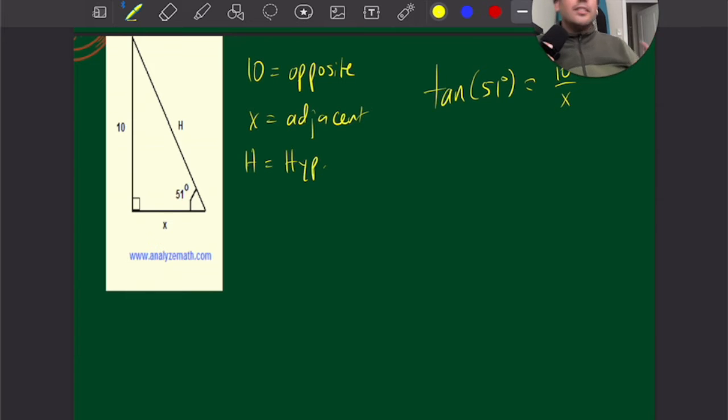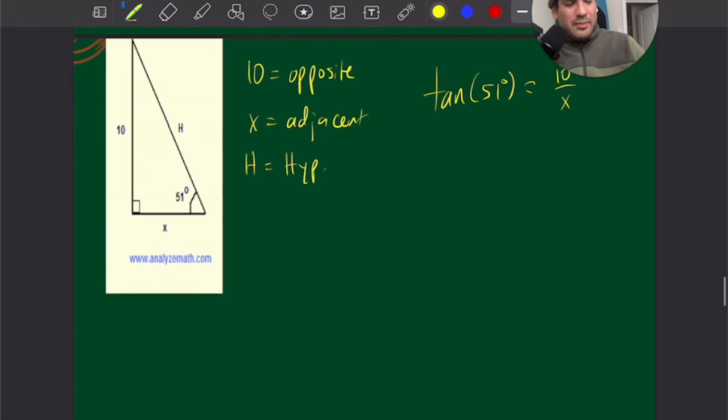You have the x as the denominator, and the one mistake that a lot of students do is they do something like 10 over tan of 51 is equal to x, and that's not the case. Okay, and I guarantee that immediately a lot of students probably already started doing that. Don't. Okay, and the reason being is because the x is a denominator.